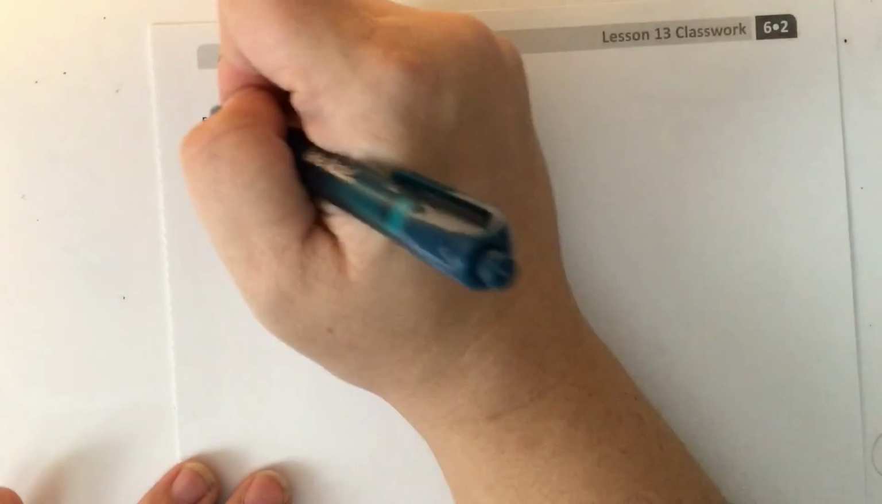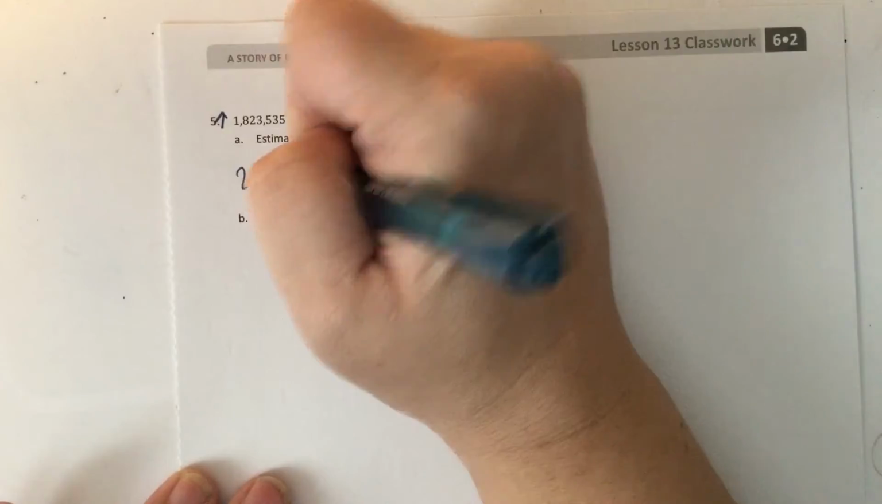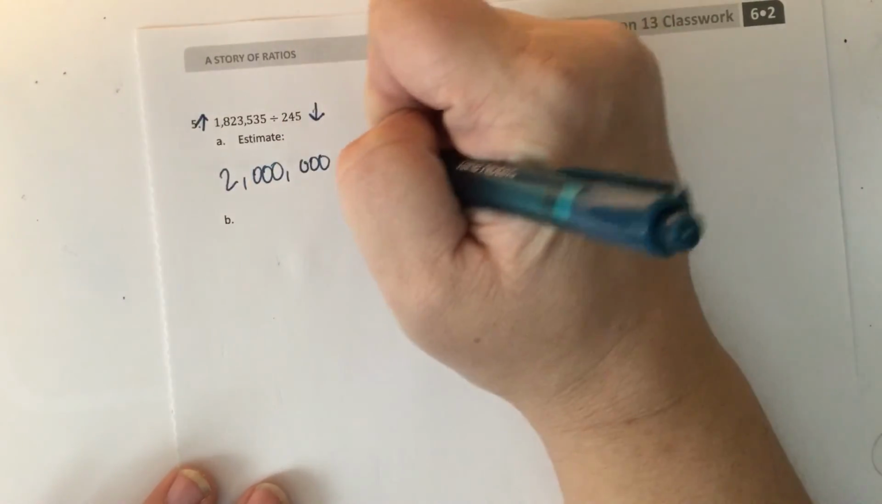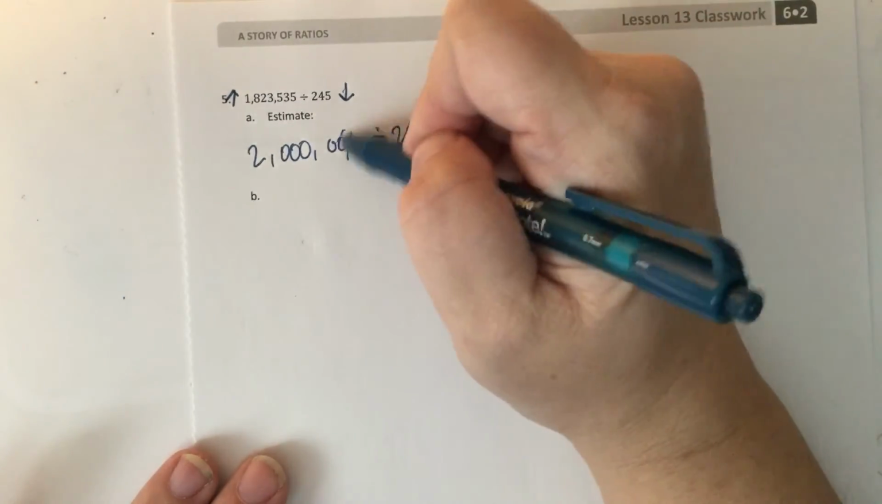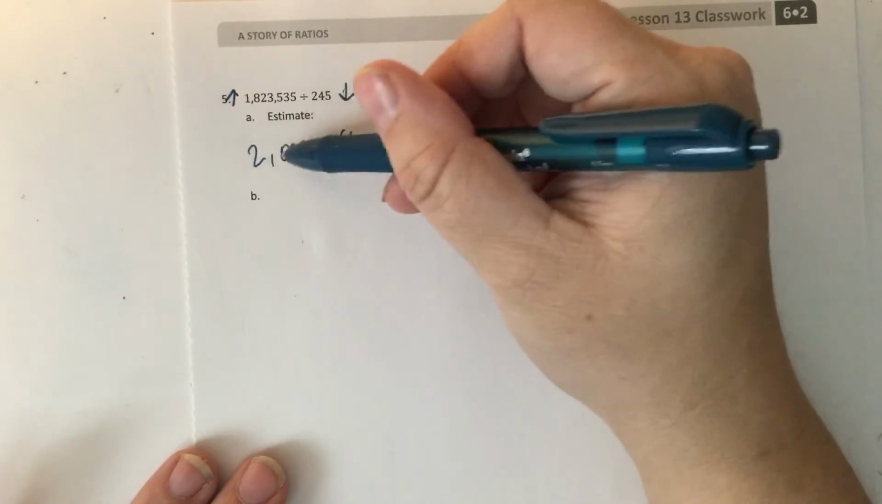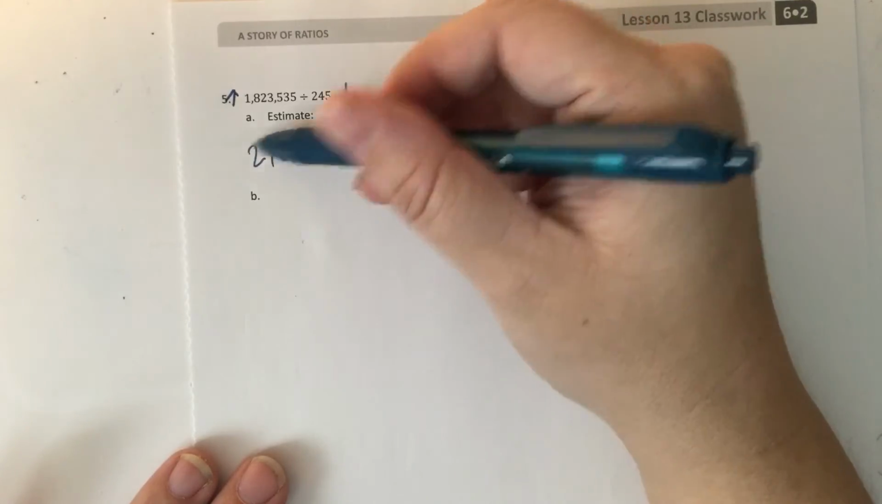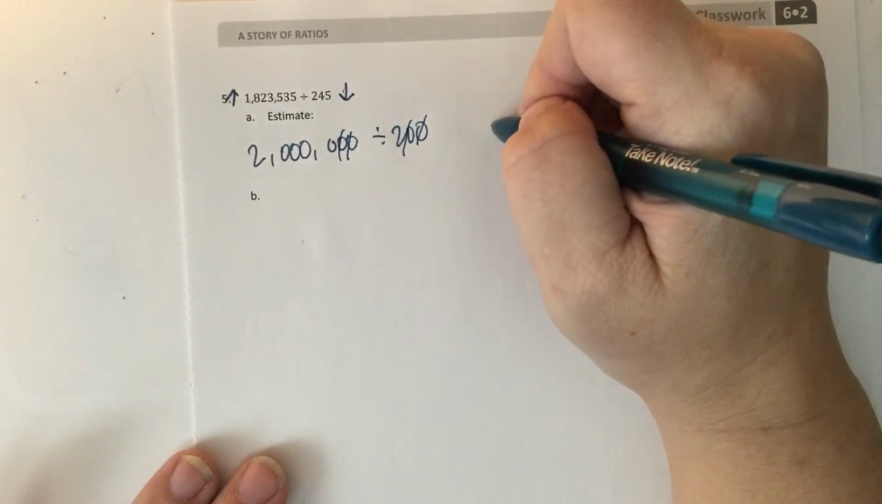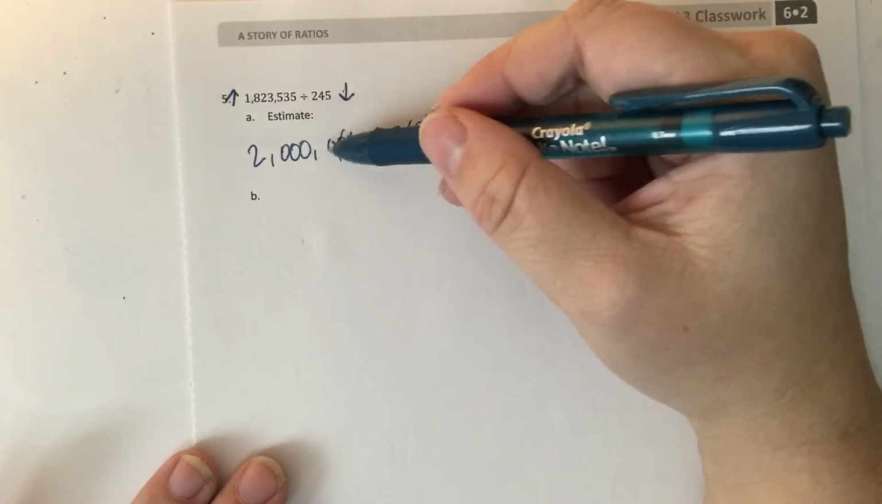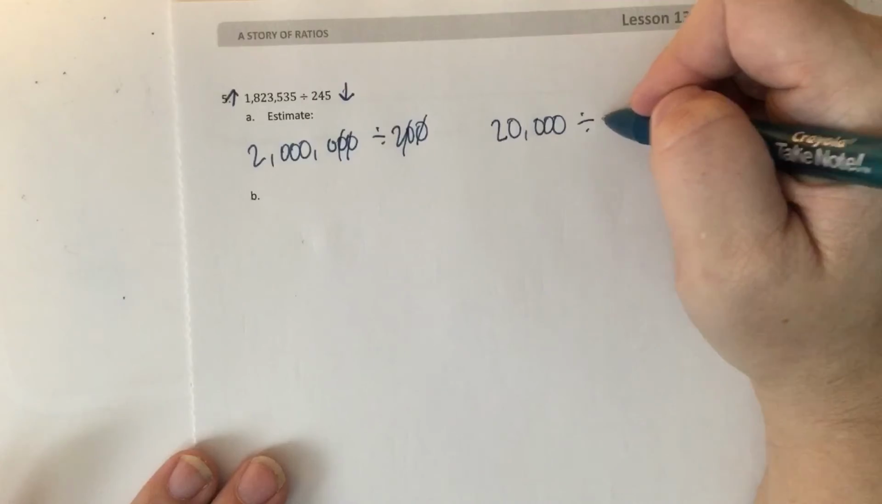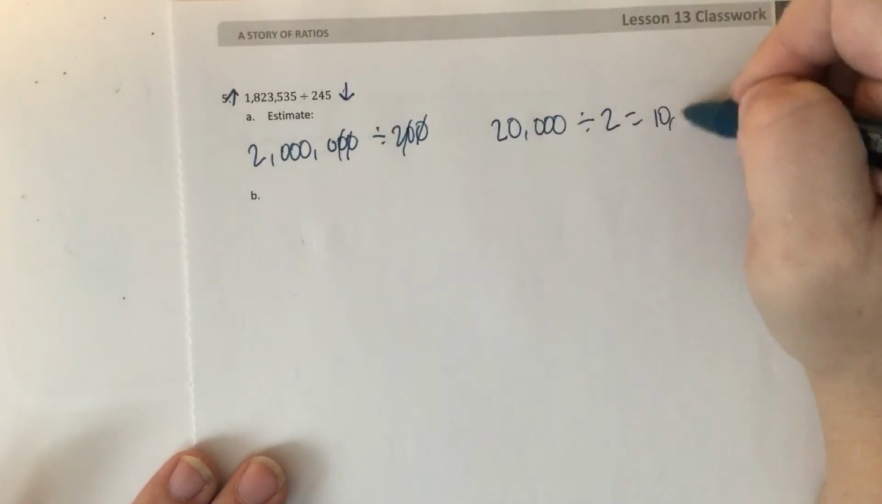1,823,535. Honestly, I would do 2 million divided by 200. If it were me, I would go up with this and I would go down with that. So 2, 1, 2, 3, 1, 2, 3 divided by 200. Okay, if we look at this, we cross out our zeros, right? So we have 20,000. That becomes 20,000. So we can rewrite it: 20,000, right? 4 zeros divided by 2. Okay, divide that in half, guys. We know it's 10,000, right?